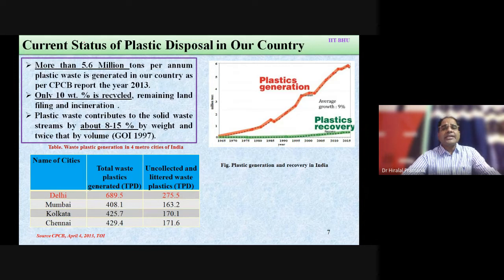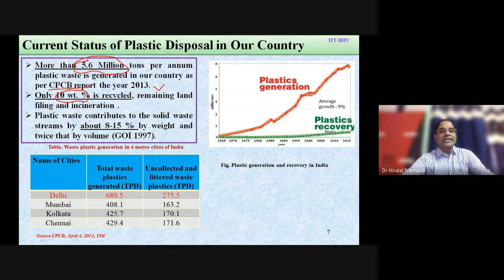If you see the current status of disposal in our country, more than 5.6 million tons per annum of plastic is generated as per the CPCB report. Though it is old, and this has increased to a large extent, the 2013 data published says 5.6 million tons, and only 10% is recycled, a very small amount. The rest is mostly incineration and landfilling. So there is a huge scope for conversion of this plastic to valuable fuel.